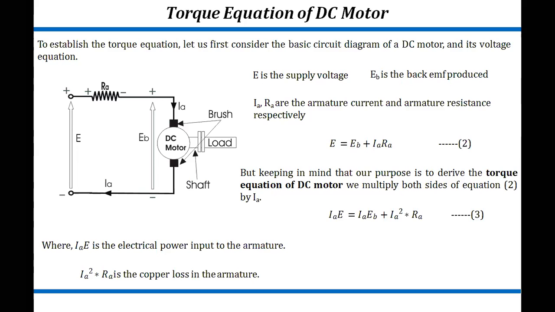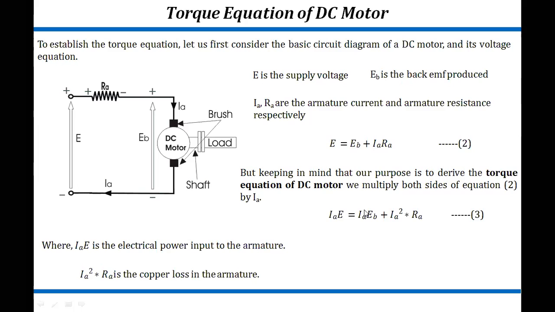So here, to establish the torque equation, let us consider the basic circuit of the DC motor. From the circuit, we have the equation for the back EMF: EB equal to E minus IA RA. Or, when applying KVL, you can write E equal to EB plus IA RA. If we multiply both sides by IA, we get IA E equal to IA EB plus IA squared RA.